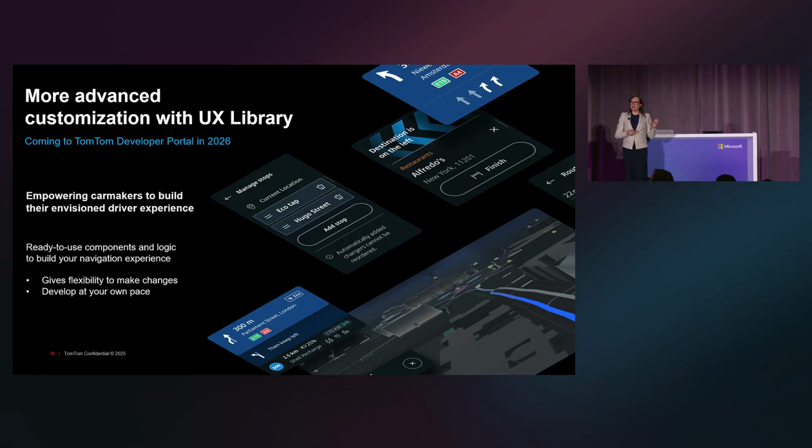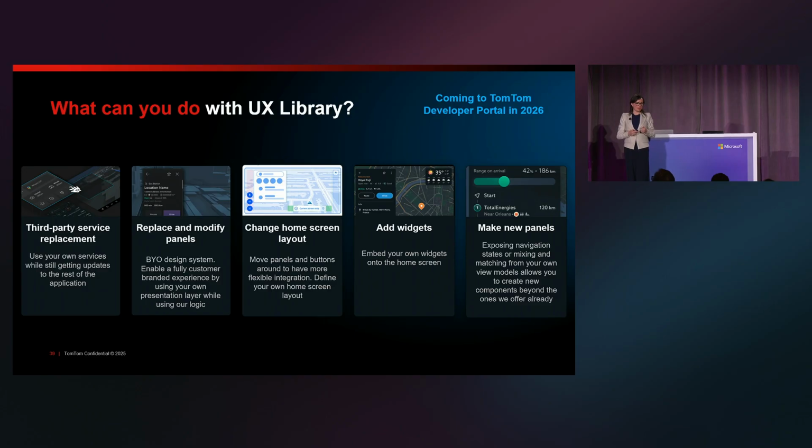Now that was theming, so fonts, colors, icons. We're actually working on more broader customization capabilities with what we're calling UX library. With this product, we will expose the navigation states and underlying logic from our Nav SDK, while still giving automakers pre-built UI components. And this enables them to quickly and more flexibly build and make sure that their user experience comes to life.